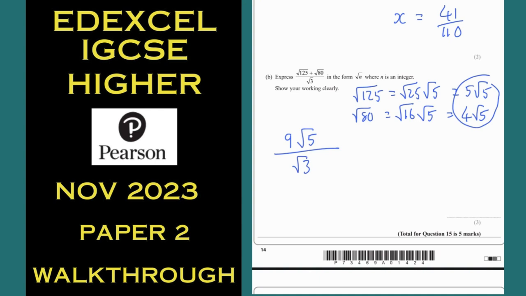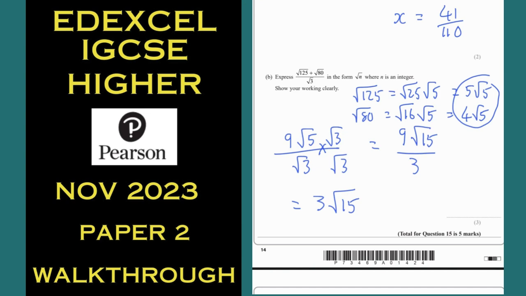But as you can see, the form they want it in, they want the root 3 on the bottom gone. So we times it by root 3 over root 3. Top times top gives us 9 root 15. Bottom times bottom gives us root of 9, which is 3. And that cancels down, 9 over 3. So 3 root 15, you might think, is the right answer. I'm afraid you would be wrong.